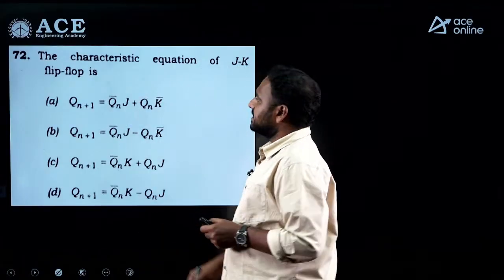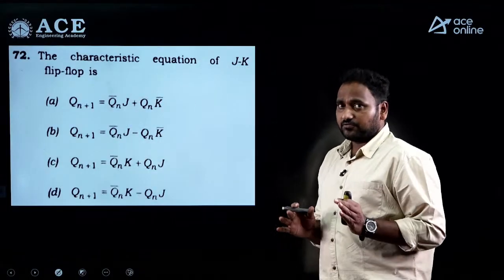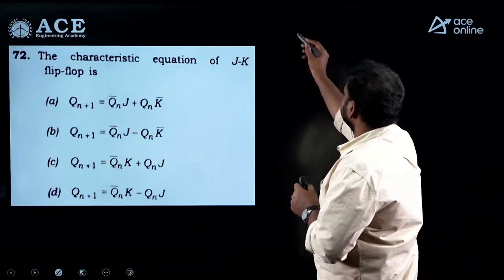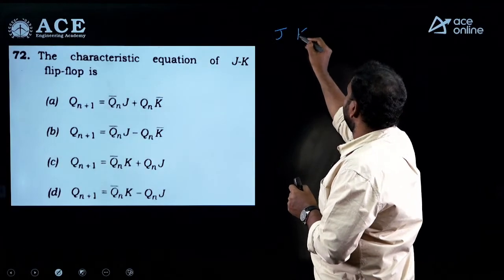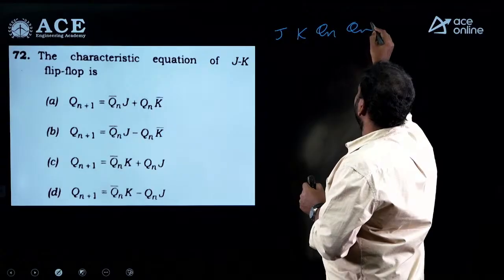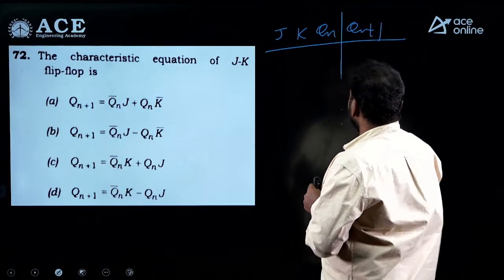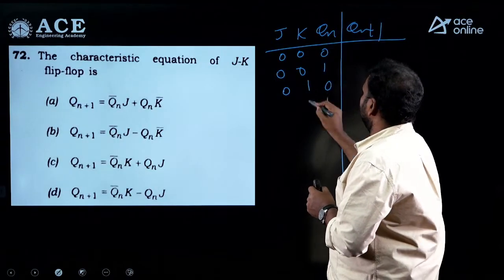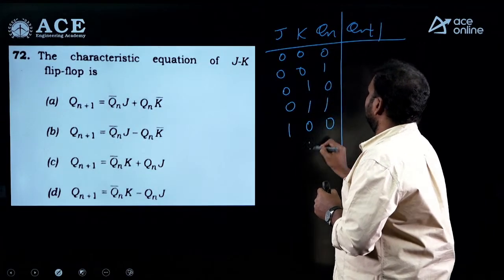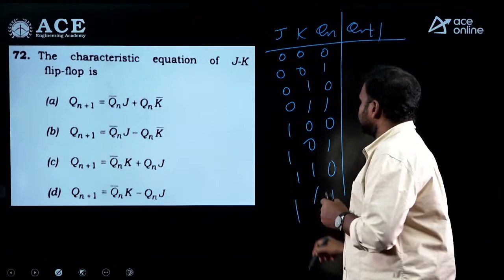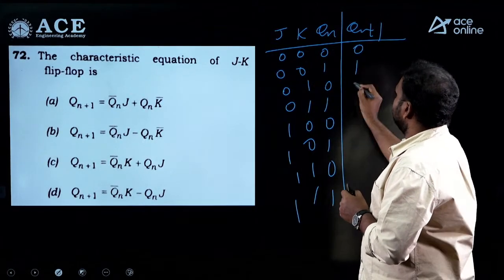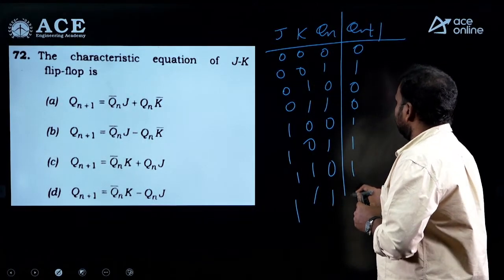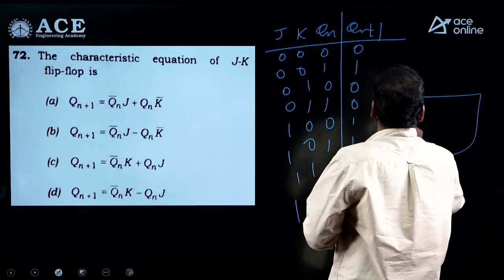Characteristic equation of JK flip-flop, actually we have to follow the procedure, right. JK, Qn and Qn plus 1. If you take the table for this, 0, 1, 2, 3, 4, 5, 6 and 7. For 0, 0 the previous case will come, then zeros, ones, toggle.